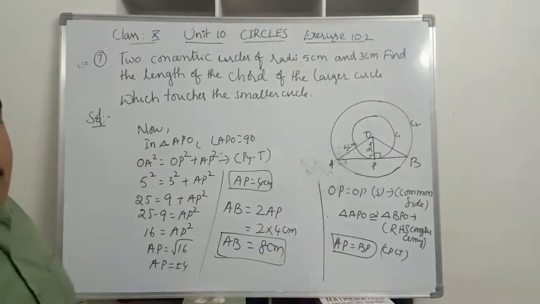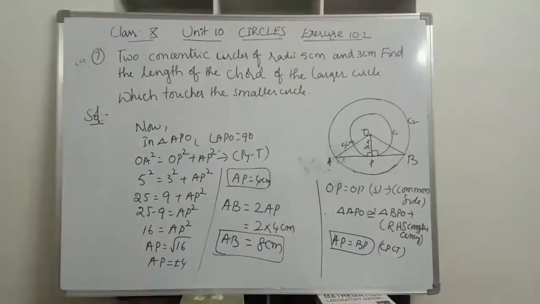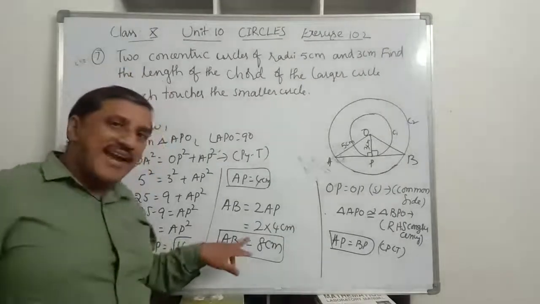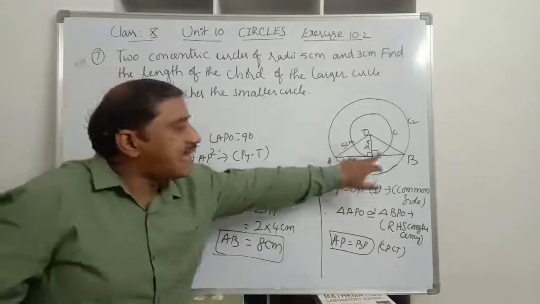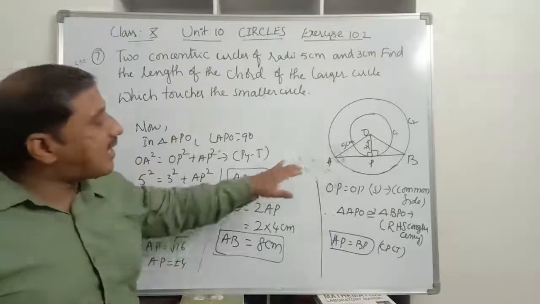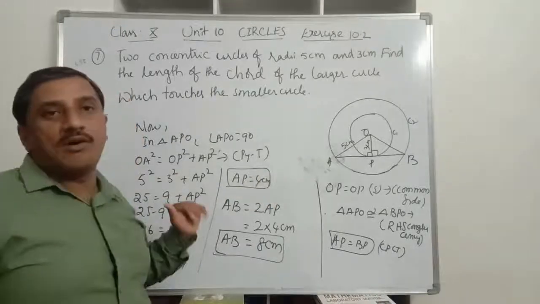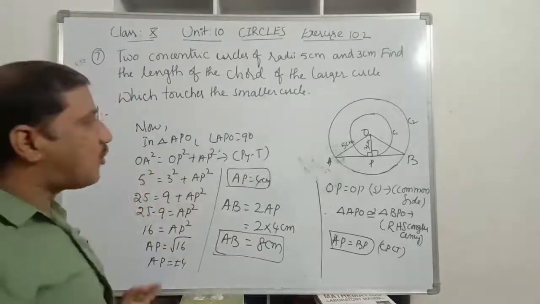What is AB? It is the chord of the larger circle. So AB is equal to 8 centimeters. AB is the chord of the larger circle and it is the tangent to the smaller circle. This is one way of doing this sum.